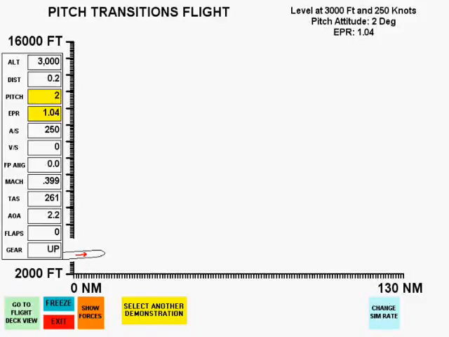Initially, we are at 3,000 feet and 250 knots, with a pitch attitude of 2 degrees and EPR setting of 1.04.